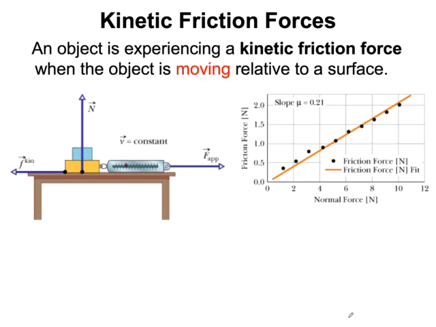Typically, you could very quickly calculate mu if you measured the frictional force required to move this at a constant velocity. Given that you keep adding masses on top here to increase this normal force, you discover that it'd be fairly linear. The frictional force would tend to increase as the normal force increases. And this is typically how you would find mu sub k.